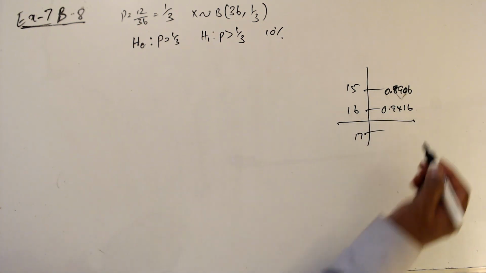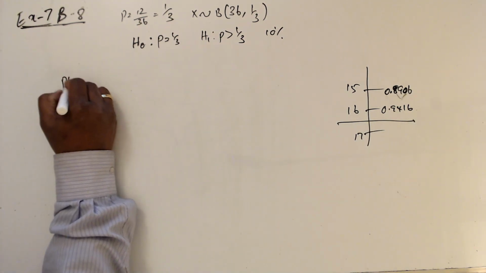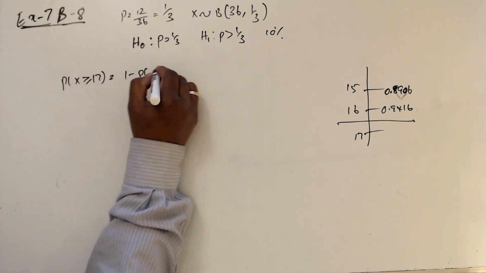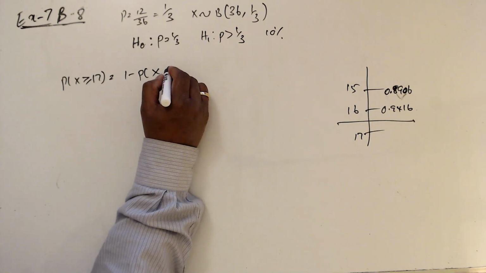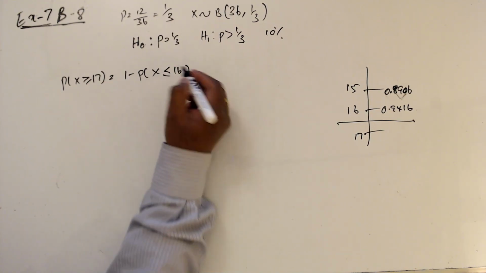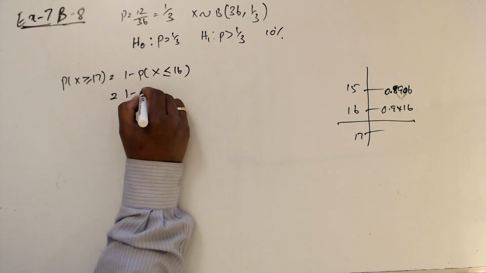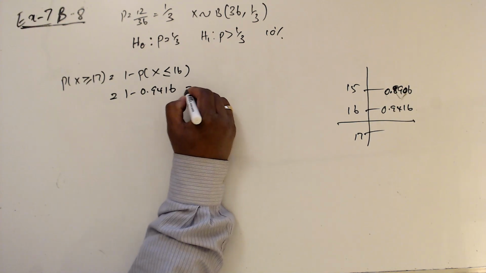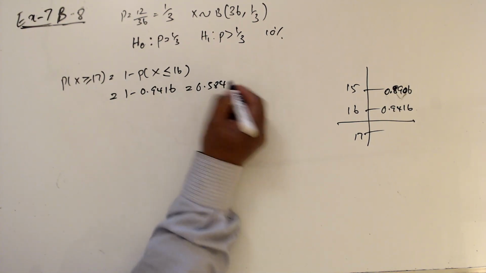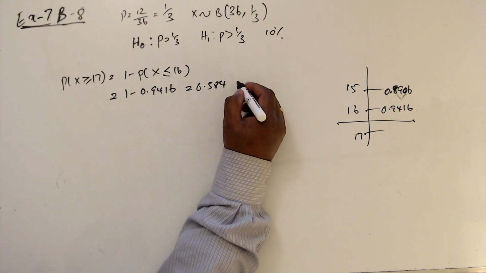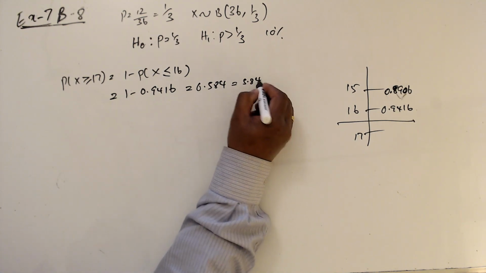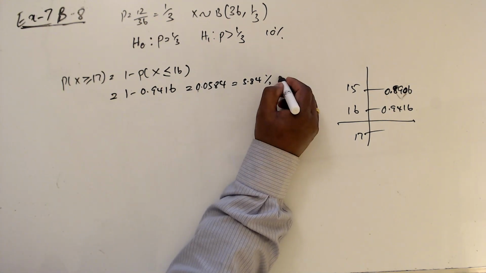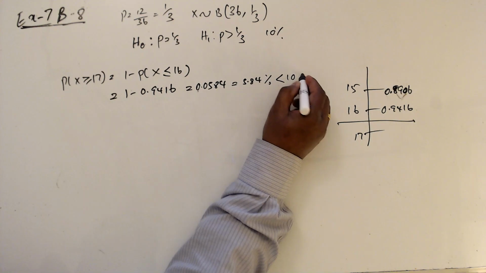So the probability of X greater than or equal to 17 is 1 minus the probability of X less than or equal to 16. So that is going to be 1 minus 0.9416. That is 0.0584, which is 5.84 percent. So this is less than 10%.